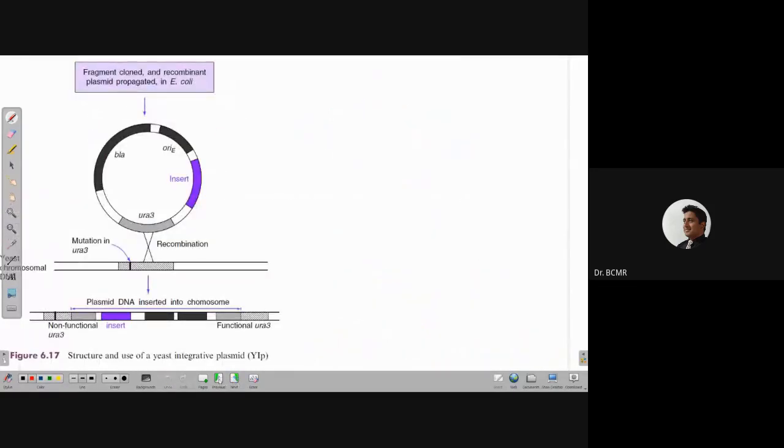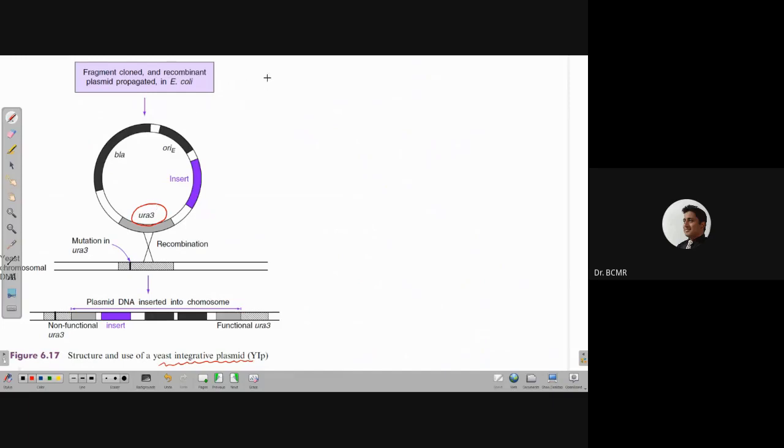Then there is integration. Until now we have spoken about something which will exist as an episome. That means it does not integrate. Now how can we have an integrative plasmid or integrative vector? Here is one example of a plasmid. The selectable marker here is URA3, a gene encoding one of the biosynthetic genes for uracil.